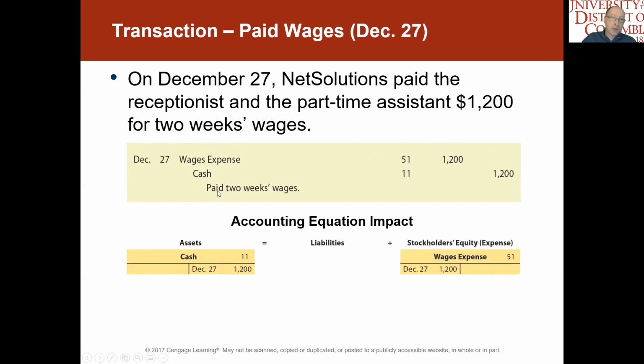Here are the account numbers. The transaction is paid 2 weeks worth of wages. I decreased my cash by $1,200. I increased my wage expense by $1,200. The accounting equation is still in balance.